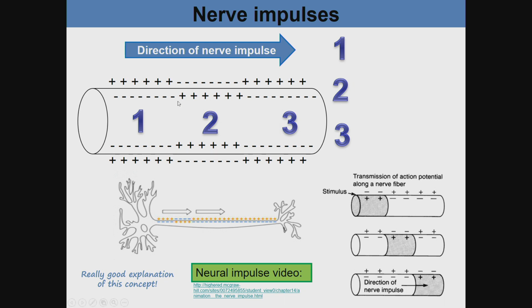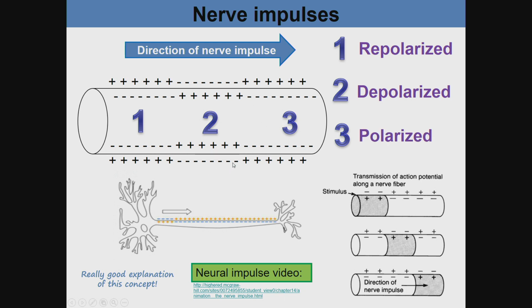Let's take a look at the axon again, noting we know that this is depolarized because it's positive on the inside. So let's start there. The direction of nerve impulse is this way. Let's take a look at this neuron, and we can see the nerve impulse is traveling down the axon. Right now it's polarized. This is the point of depolarization, and right behind it, it is repolarized. So number 1 is behind the moving wave of depolarization at number 2, so it is repolarized. And 3 is in front of it. The moving wave has not hit it yet, so it is still polarized. For another good explanation of this concept, take a look at this neural impulse video.